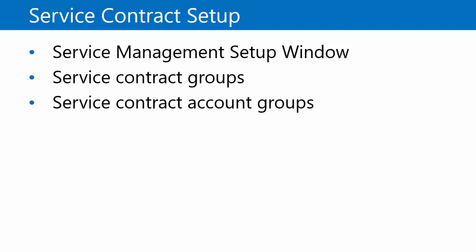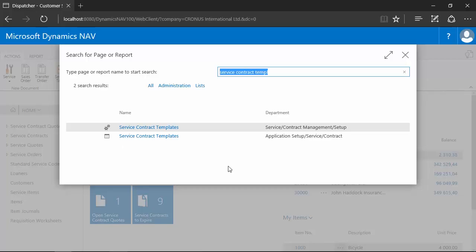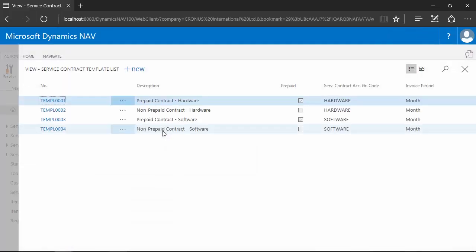And let's have a look now at our last setup part for service contracts. We're going to have a look at service contract templates. Now, a service contract template is a predefined layout for service contracts. It includes all the necessary and most frequently used service contract details. So let's have a look. If we open it up, you see the list here of service contract templates. You can, of course, make as many new ones as you want.